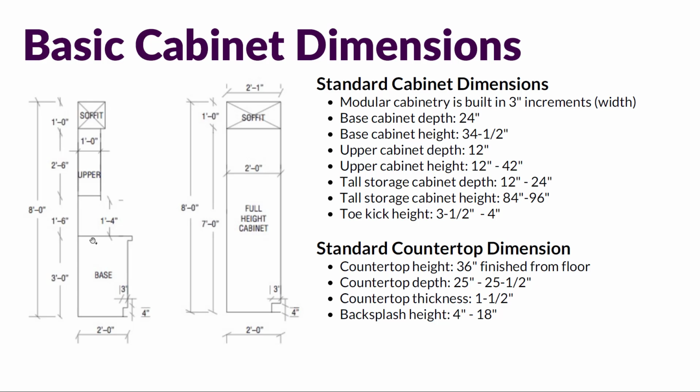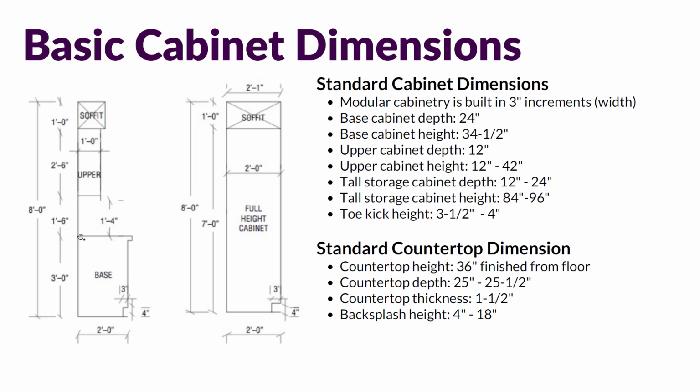And then thinking about the countertops, okay? The typical countertop height is 36 inches from the floor. So from the floor surface to the top of the countertop is 36 inches. The typical countertop thickness is roughly 1.5 inches, which is why the base cabinets are usually only 34.5 inches tall. So 34.5 plus 1.5 inches gets us to our typical countertop height of 3 feet, or 36 inches.